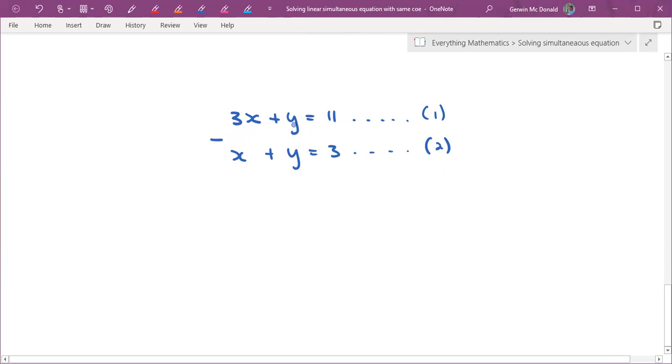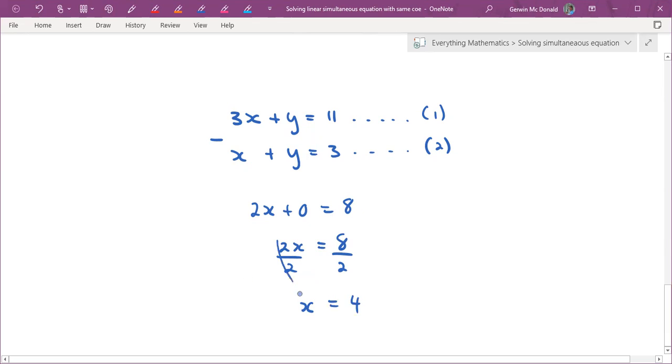And again, remember, we're not just subtracting the y's, we're subtracting every corresponding term. So 3x minus x, that would give us 2x. y minus y, that would give us 0. And 11 minus 3, that would give us 8, I think. Yes, 8 is correct. So here we have 2x is equal to 8. And if I divide here by 2, I do the same on the other side. That would leave me with x equal to 4.